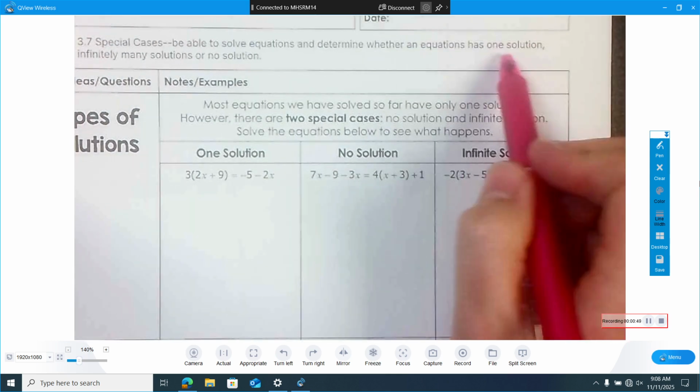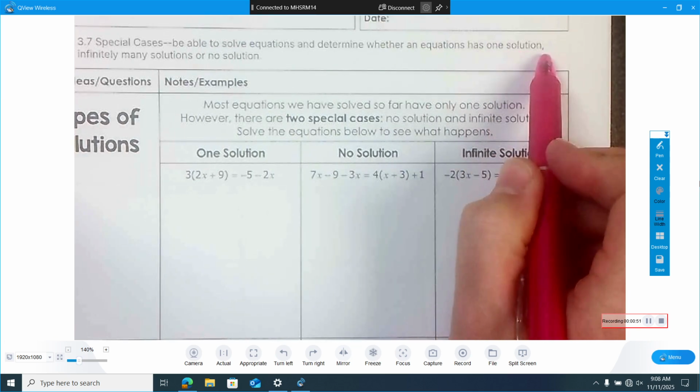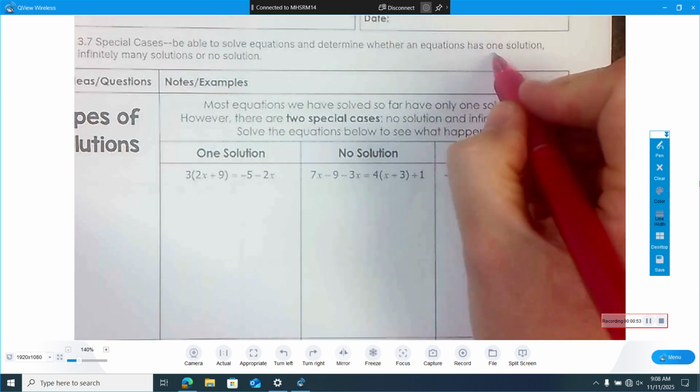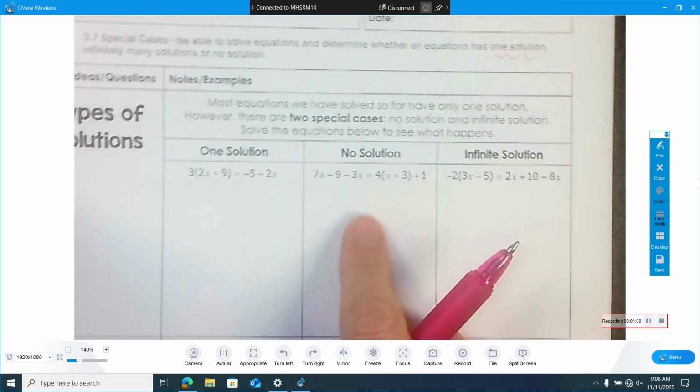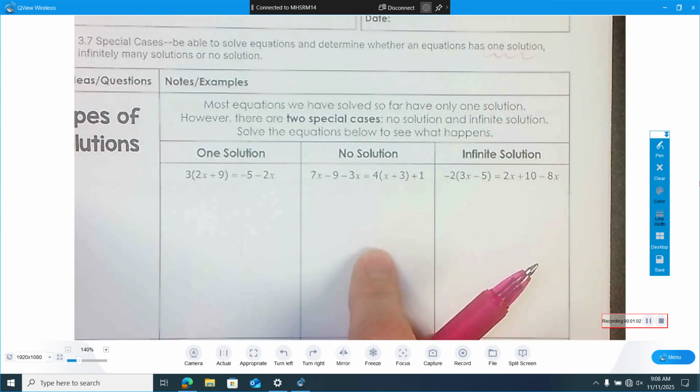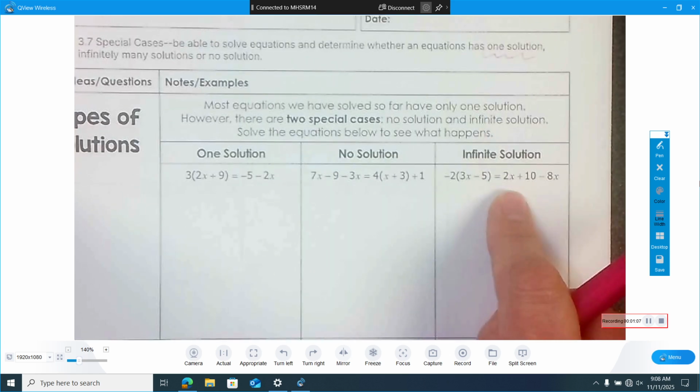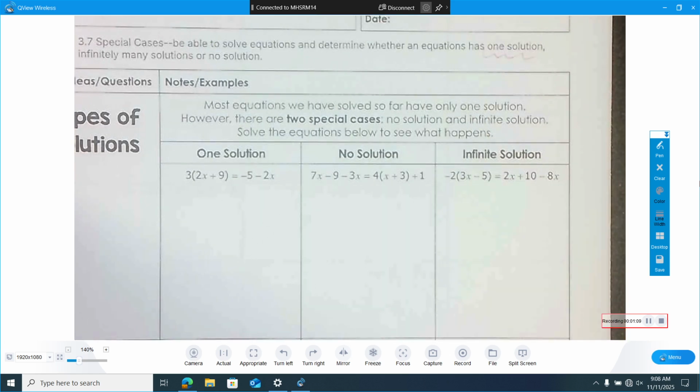Sometimes we have one solution, and that's what we've been learning right now. We've been dealing where we get one answer. But it turns out that there are two more cases. Sometimes equations are not solvable. There is no answer. And sometimes the equation is always balanced. It's crazy. Whatever value for x works every single time. It's kind of interesting. So we're going to see how that looks, and then you get to practice a little bit today.